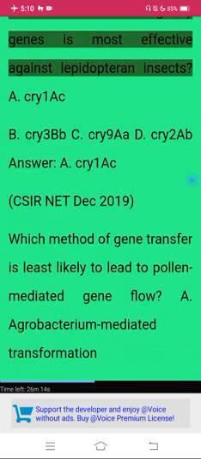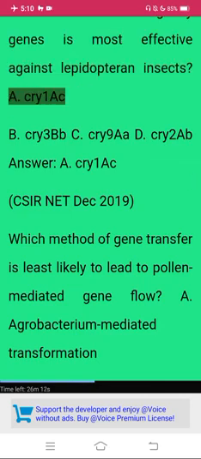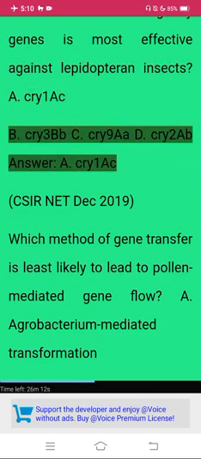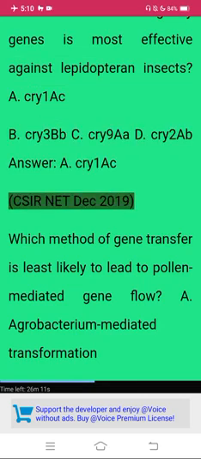CSIR NET June 2016. Which of the following cry genes is most effective against Lepidopteran insects? A, cry1Ac; B, cry3Bb; C, cry9; D, cry2Ab. Answer: A, cry1Ac.